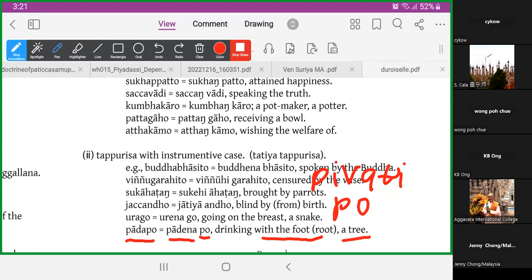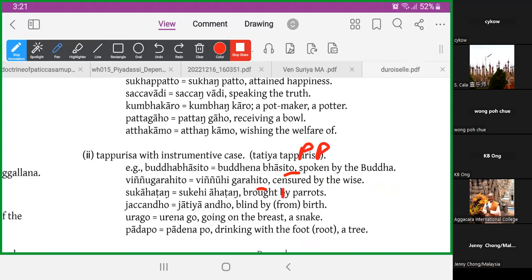Okay, so here you can see most of them seem to be past participle. This one also past participle. This one, yeah, I think it's past participle, right? So most of the time it can be in past participle here. So this one is called Tatiya Tappurisa. Earlier one is Dutiya Tappurisa, accusative case. So any question so far?